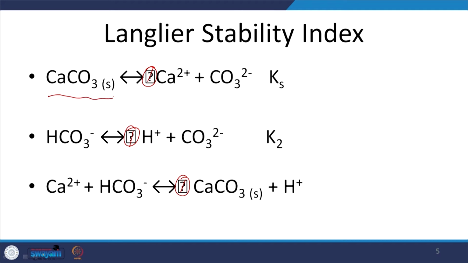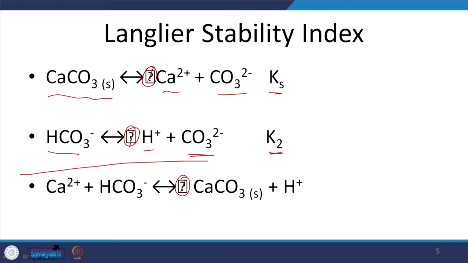We know that CaCO3, the solid, goes to Ca2 plus and CO3 2 minus. This is the solubility, or dissolution, reaction of CaCO3. For that, we know that we have Ks or Ksp, the solubility product, right? This is nothing but the equilibrium constant. Similarly, we know that HCO3 minus can dissociate into H plus and CO3 2 minus, right? Again, for that, we will have its own equilibrium constant, which we use to form pKa. But again, I'm digressing here.